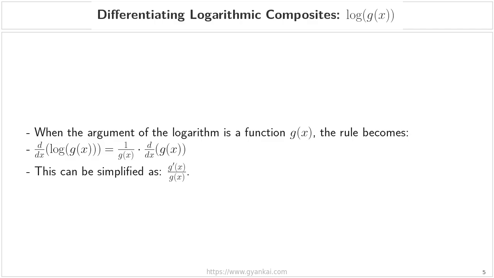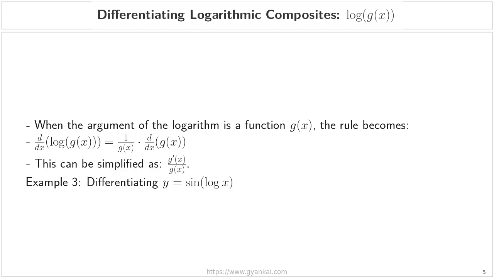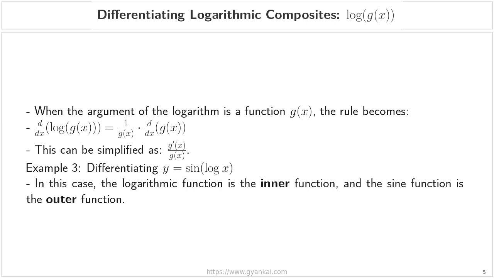To make this easier to remember, we can simplify this expression. The result is simply g prime of x divided by g of x. In other words, it is the derivative of the inner function divided by the original inner function. Let us apply this logic to example 3, where we need to differentiate y equals sine of the natural log of x. Pay close attention here, as the structure is slightly different from our previous examples. In this specific case, the logarithmic function is actually the inner function, and the sine function serves as the outer shell. We will follow our established four-step process.